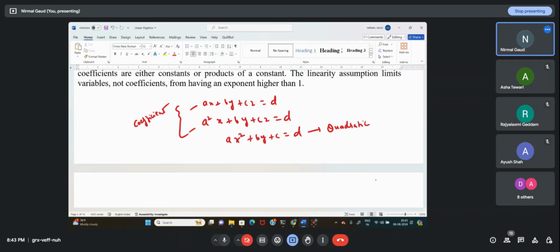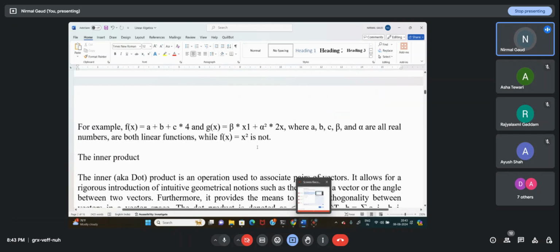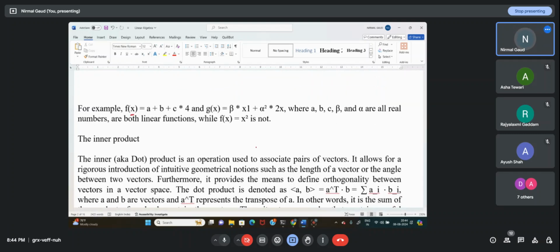Okay, so here the relationship is quadratic in nature between the variables. But we are currently talking about linear algebra, so we have to deal with the linear equations. So don't get confused. Here, examples are mentioned that this function is a linear function, and this function is also a linear function. Alpha square is your coefficient, so it doesn't matter. Still, it's linear. However, if I talk about f of x equal to x square, this is not linear.